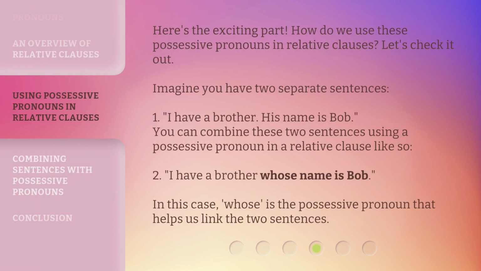Here's the exciting part. How do we use these possessive pronouns in relative clauses? Let's check it out. Imagine you have two separate sentences. 1. I have a brother. His name is Bob. You can combine these two sentences using a possessive pronoun in a relative clause like so. 2. I have a brother whose name is Bob. In this case, whose is the possessive pronoun that helps us link the two sentences.